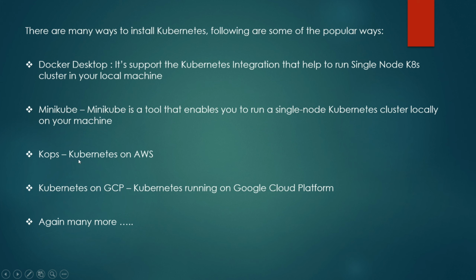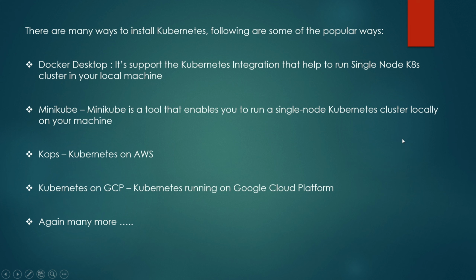Another way is KOPS, which means Kubernetes install on AWS. Means in AWS we can purchase one VM and install Kubernetes there, just like we are going to do, or we can purchase an online managed Kubernetes service, the same way we have on GCP. Azure also we can go with that. We can purchase a VM and install Kubernetes, or you can purchase a managed service. Again, many more. Actually Kubernetes is a widely accepted technology, so everyone is using Kubernetes technology to automate deployment, scaling and all that. So everyone is coming with their own way.